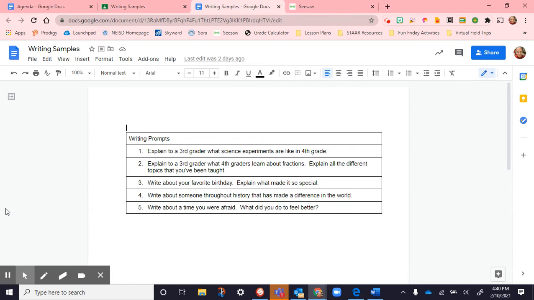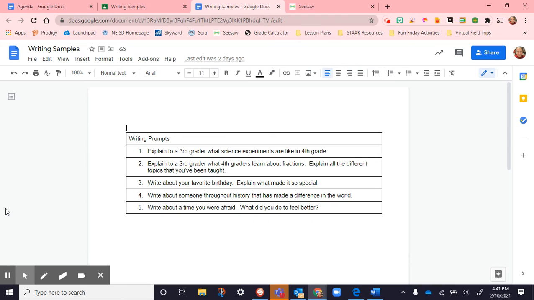And then we looked at the body and said, okay, what needs to be in the body? What has to be there? Same thing with the conclusion. So this was me just passing it over and saying, here are some different prompts that make you do different things. Let me see what you got. Let me see what you've held on to. Let me see what you're able to apply to your own writing with no hand holding. Just write. Make sure you have an introduction, body, and conclusion. Make sure it's a 4 to 5 paragraph paper. Let me see what you're doing. And so Monday we wrote about explaining to a 3rd grader what science experiments are like in 4th grade.